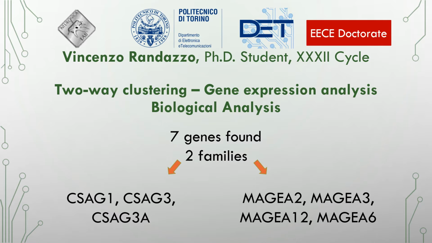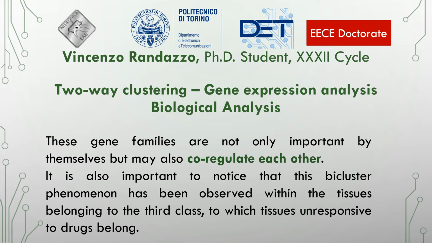As a biological feedback, the scientific relevance of the selected genes has been taken into account. Among all the biclusters found, the one that grouped the most interesting genes in the cancer field has also the lowest HCC index value. It groups 7 genes of two families: the CSAG family, that is well known in medical literature as associated with chondrosarcomas, but these genes are also found in normal tissues, and the MAGE family that represents the melanoma antigens. These gene families are not only important by themselves, but may also co-regulate each other. It is also important to notice that this bicluster phenomenon has been observed within the tissues belonging to the third class, to which tissues unresponsive to drugs belong.